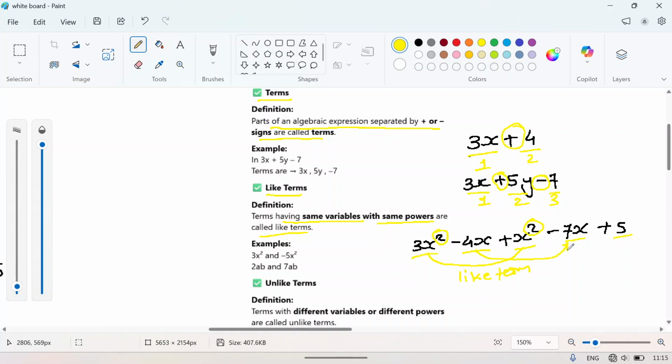Minus 4x and minus 7x also have the same exponent, 1. So these both are also like terms. So 3x squared and x squared are like terms, and minus 4x and minus 7x are like terms. But in 7x and 5, there are different exponents. Here we can write x raised to 0. So here the exponent of x is 1, here the exponent of x is 0. So the power of x is different. So this is called unlike terms.